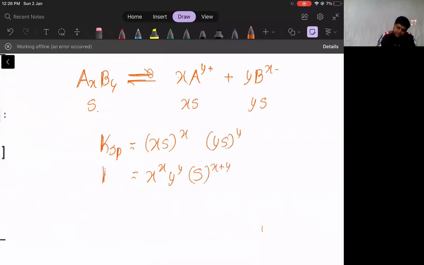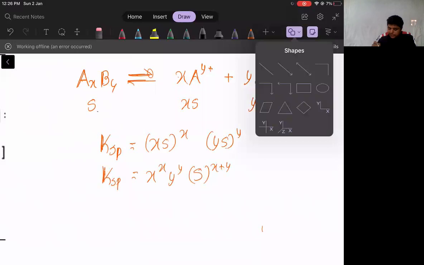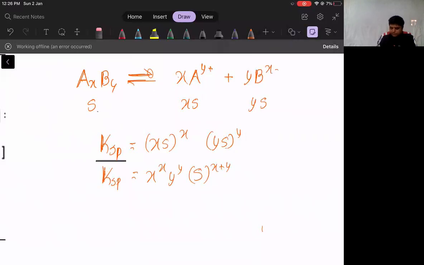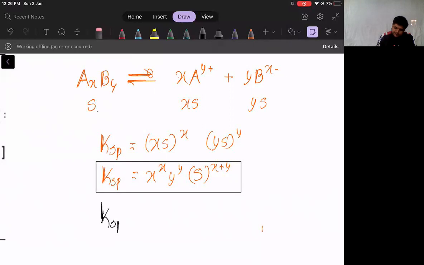So this becomes the general equation for our solubility product. So this is nothing but our equilibrium constant. And as we know, the equilibrium constant is a function of temperature only. It will not be affected by change in concentrations. This is a function of temperature only.